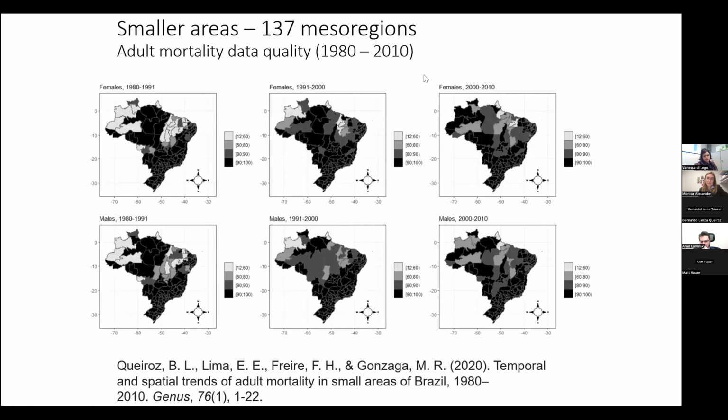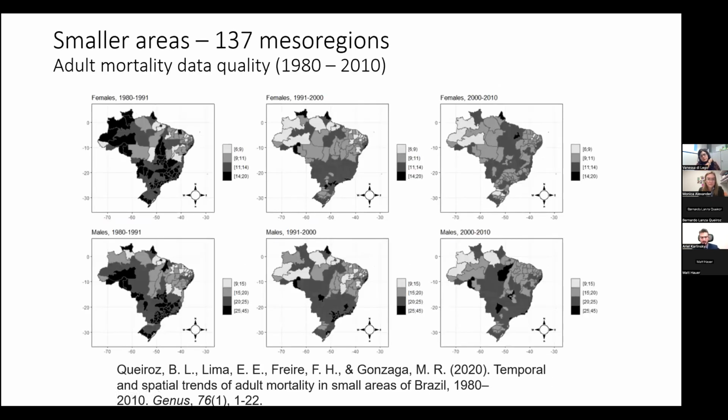And here are just a few results. These are the estimates for data quality, the completeness, for males and females, and we see a picture that's quite similar to the states. South and Southeast have better data in the beginning, and then it spreads over the country over time. For the most recent period, we start reaching better data quality, but we still have several issues with regions with very small levels of completeness and regions with really large variations, like showing a very high level of completeness in one year and then very low in the next year and then going up again. And this is also a problem and a question that we need to deal with.